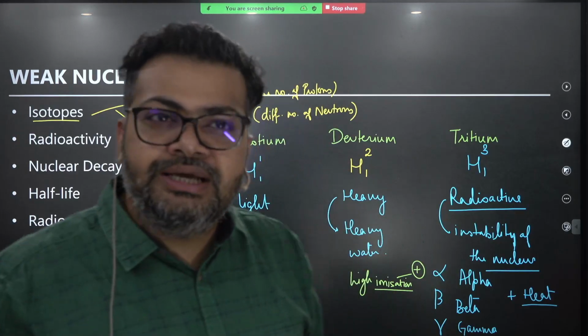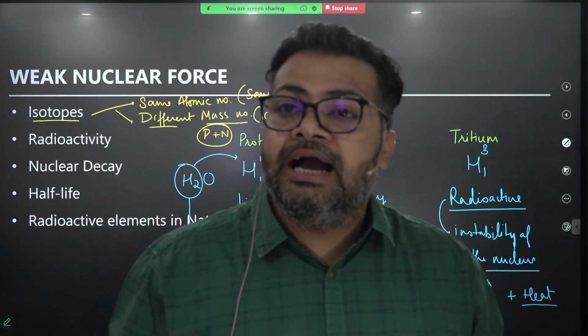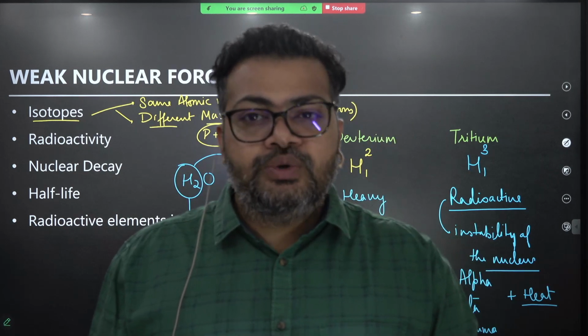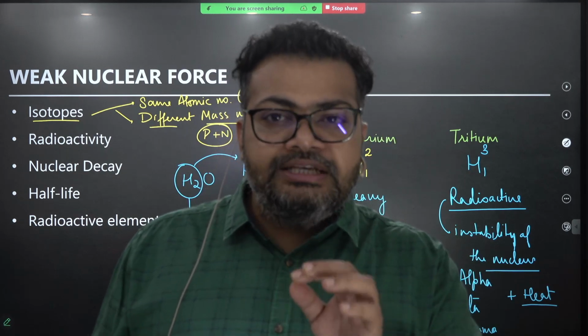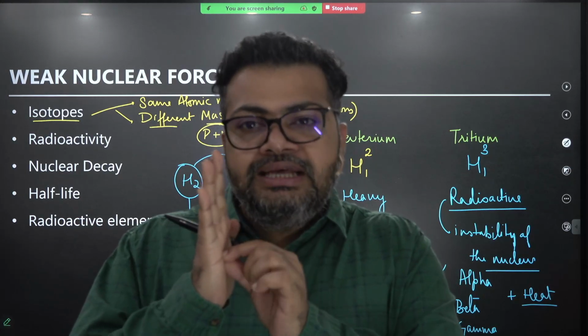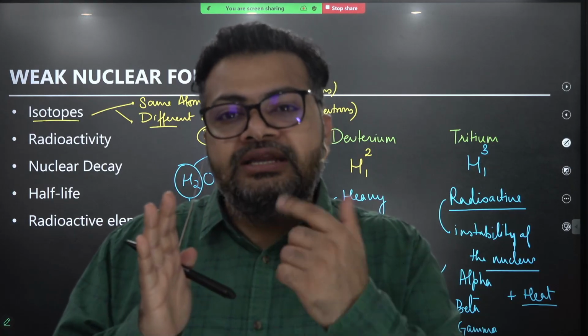But it says it has high ionization power. What is the meaning of high ionization? It means that when these alpha particles touch any surface, they will break down the atoms into their ionic form.